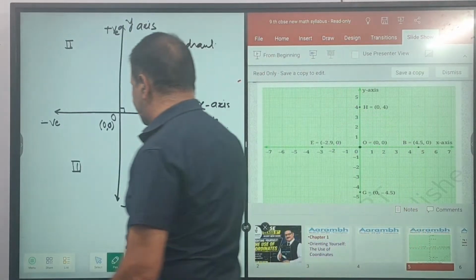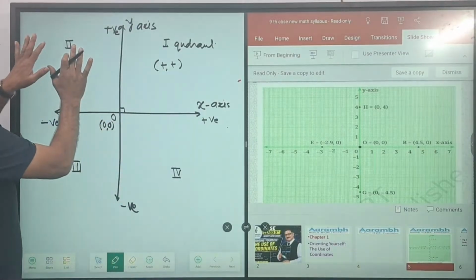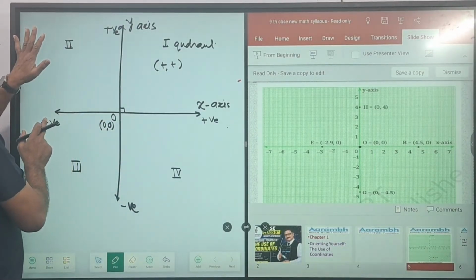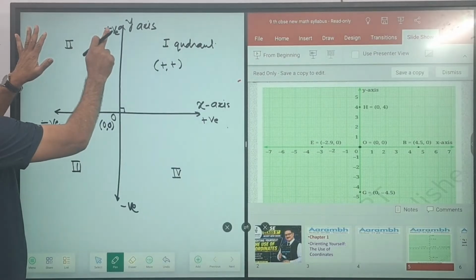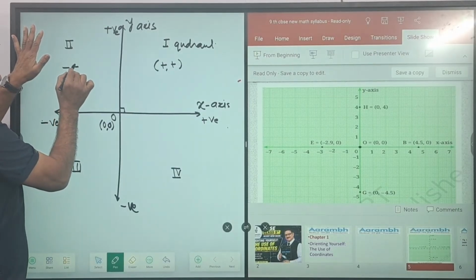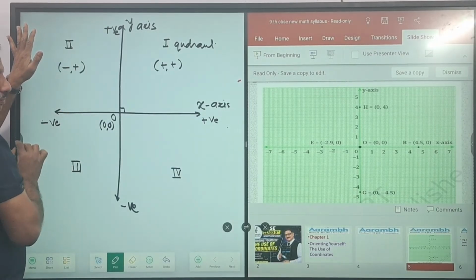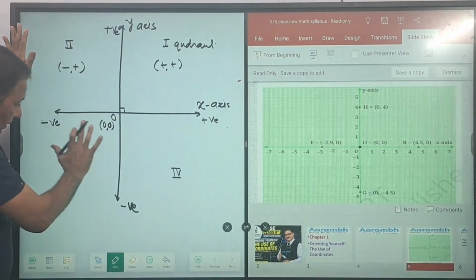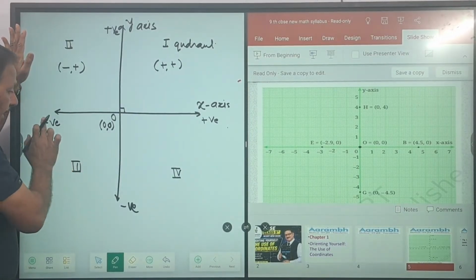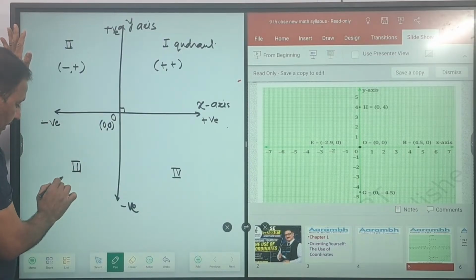the positive y-axis. Similarly, these points lie in between the negative x-axis and positive y-axis. Therefore, their coordinates will be minus, plus. These points lie in between the negative x-axis, negative y-axis.